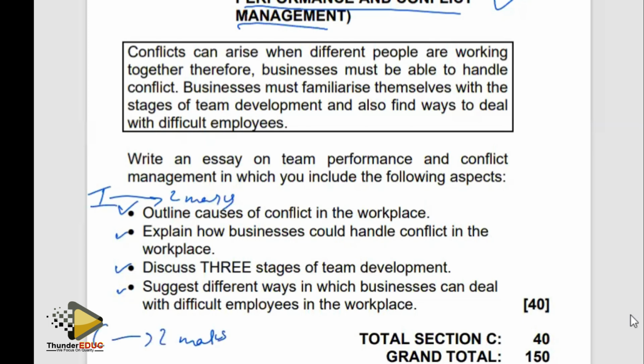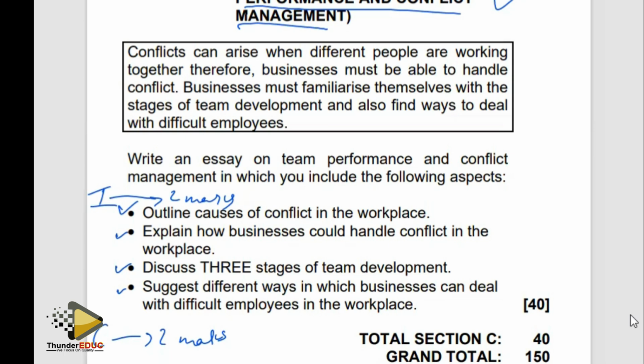Now let's check how best you can go through this. Under our introduction, we are going to say that teams go through different stages of development that must be managed carefully. So conflict is sometimes necessary for people to resolve differences and focus on key objectives.